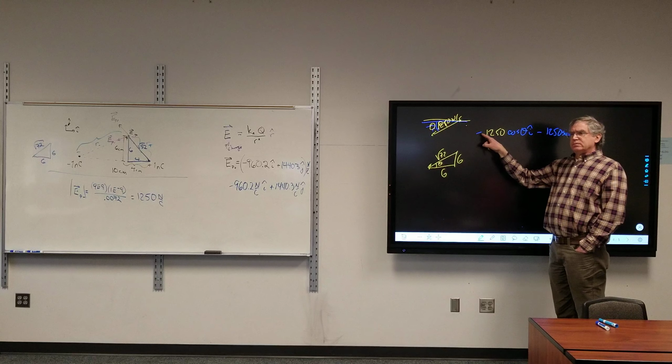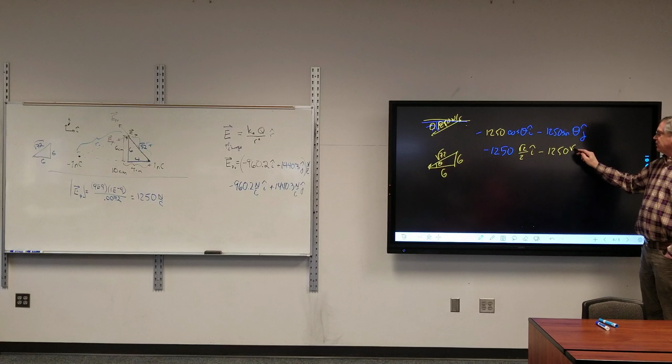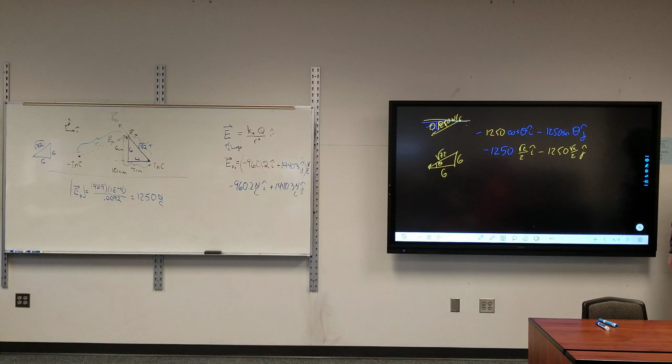And so cosine of theta is, well, it's a 45, 45, 90, so negative 1250. And let's see if we can actually change colors here. Times square root of 2 over 2, I hat, minus 1250, radical 2 over 2, J hat. Or if you don't like that, 6 over the square root of 72.